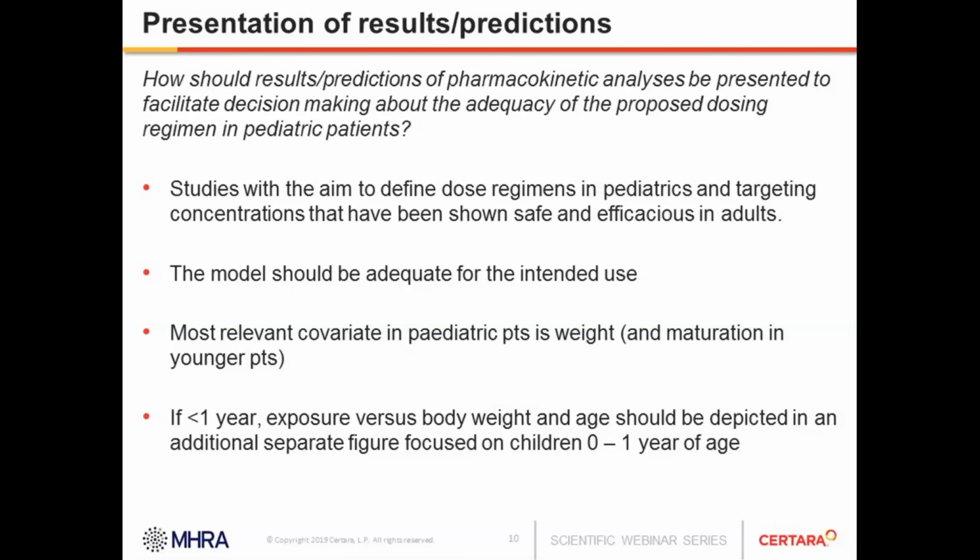We know that the most relevant covariate in pediatric patients is weight, and in particularly younger patients, it's maturation. And one of the things we do ask for when presenting results, and it's to be presented for regulatory purposes, is that if patients are under the age of 1, then exposure versus body weight and age should be depicted in additional separate figures focused on children between these ages. And of course, 0 is set here as a sort of arbitrary limit, but of course that includes preterm infants as well.